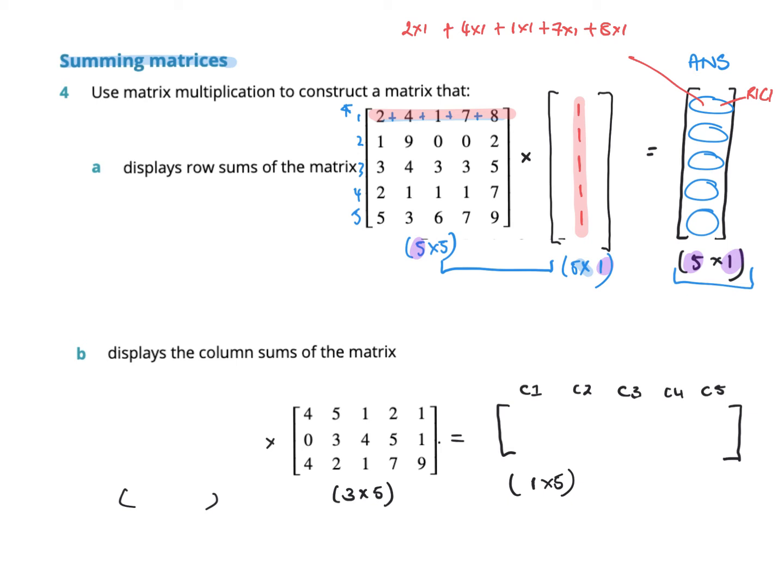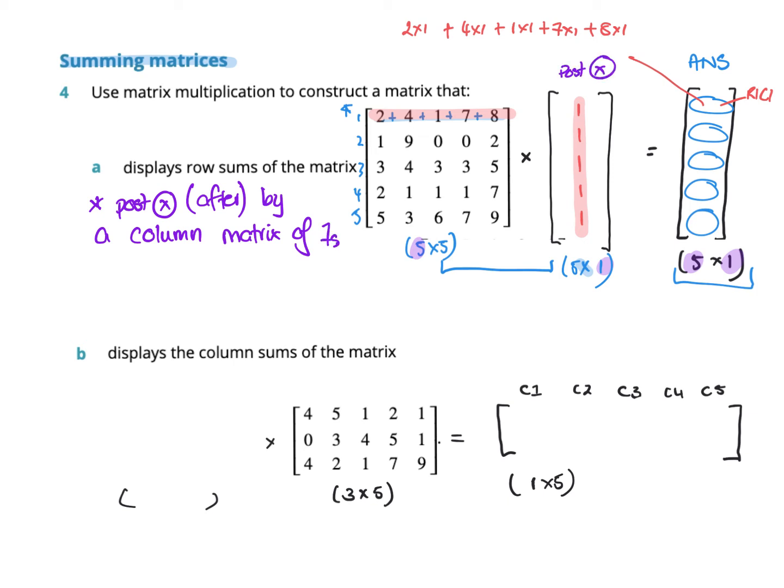So if you want to add up the rows, you could write a little note here. If you want to add up the rows in a matrix using matrix multiplication, you post multiply. Post multiply means after. So you multiply after by a column matrix of 1s. Okay, so here I've post multiplied to add up the rows.